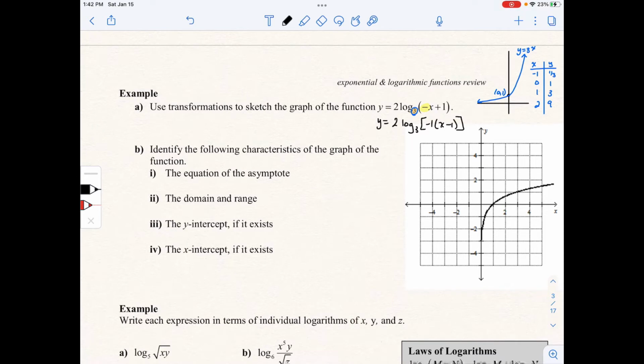base of 3 there. And so we can see right away that we've got a vertical stretch by a factor of 2. Okay, that's our only vertical change. So in terms of mapping, we're going to multiply our y values by 2.